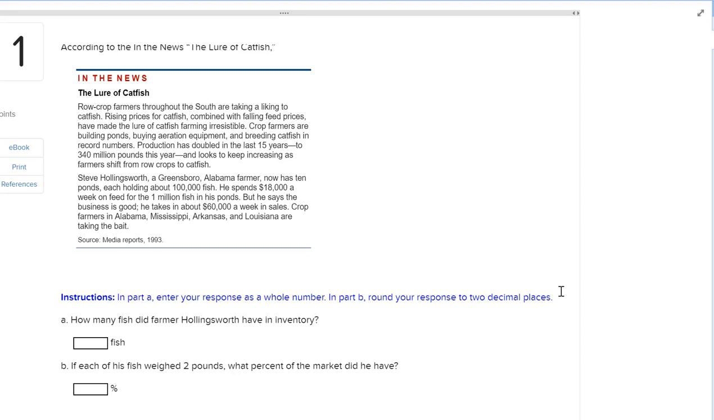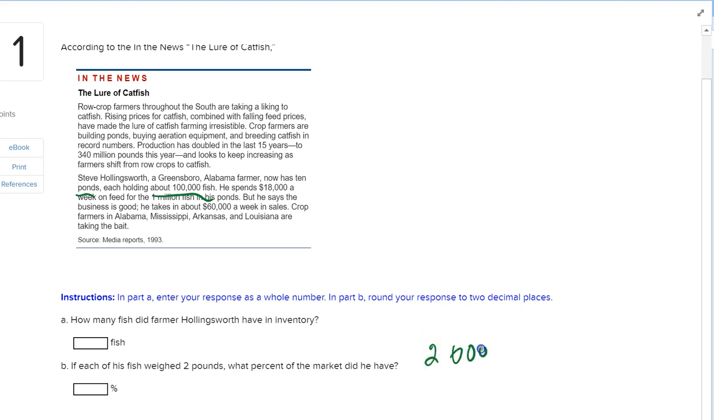Even though they don't give you the answers directly, as astute students, I'm sure you can look at this and do some calculations. For example, how many fish did Farmer Hollingsworth have? Well, he had 10 ponds, each holding 100,000 fish. So you've got that information. If each fish weighed 2 pounds, what percent of the market did he have? Well, you've got 100,000 times 10, which is 1,000,000 fish. If each fish weighs 2 pounds, then you've got 2 million pounds of fish. And the question becomes then, 2 million is what portion of the total?